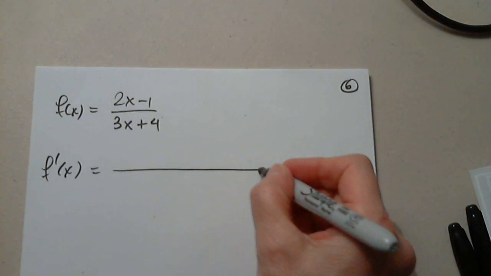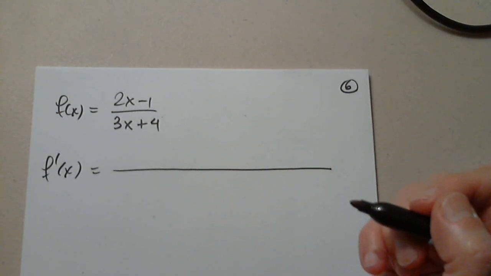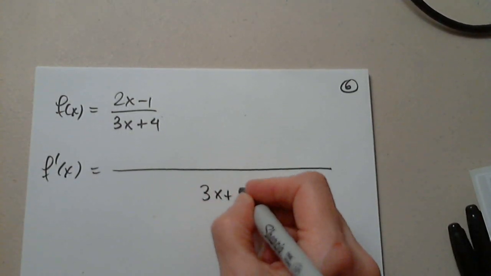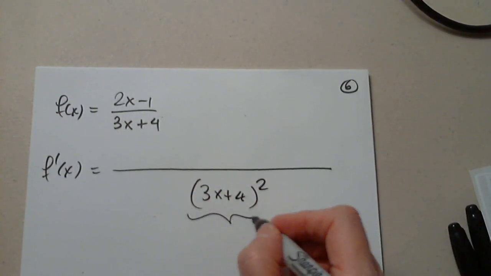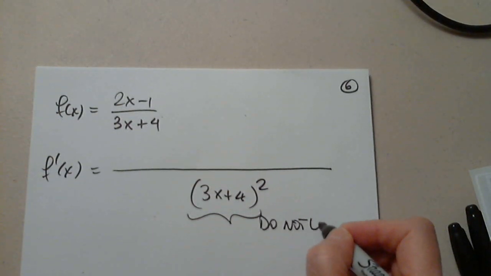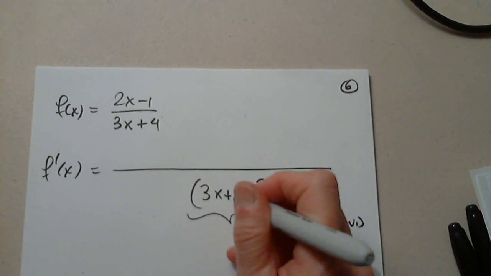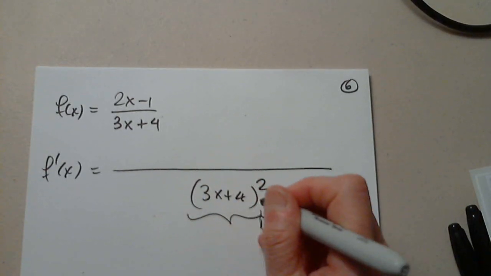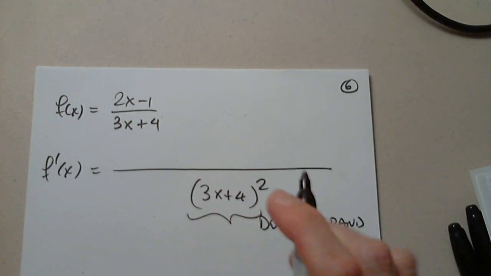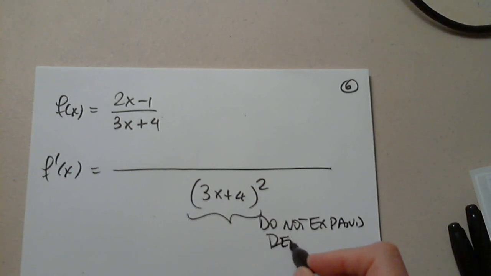So when we talk about the quotient rule, I have to immediately write this. Please do not expand. Do not write the 9x squared plus 24x plus 16. Do not expand denominators. It's a waste of time. Please. Okay, perfect. So knowing the quotient rule, what is the derivative of the top?